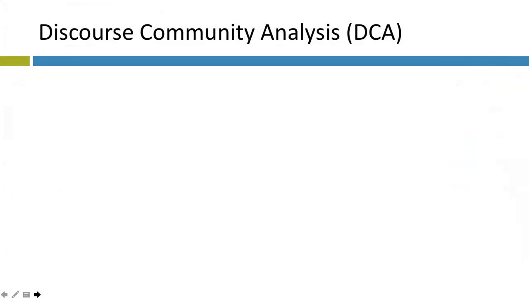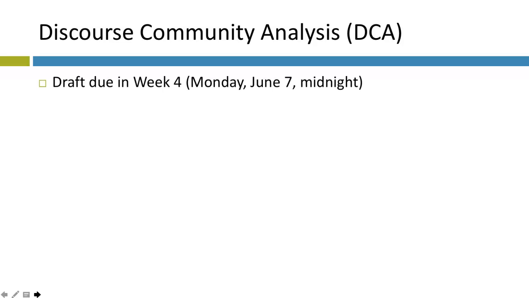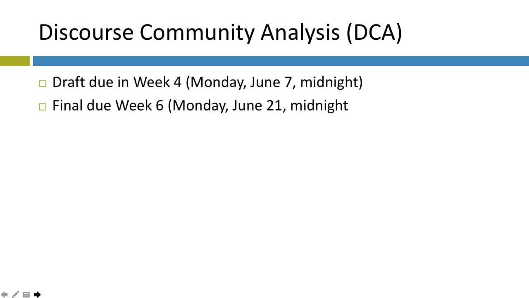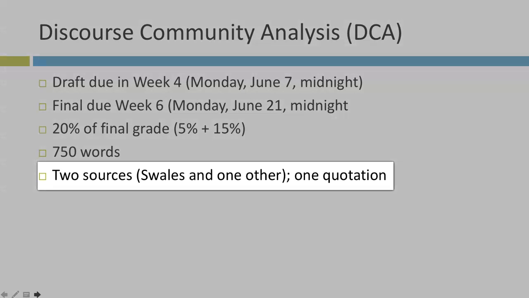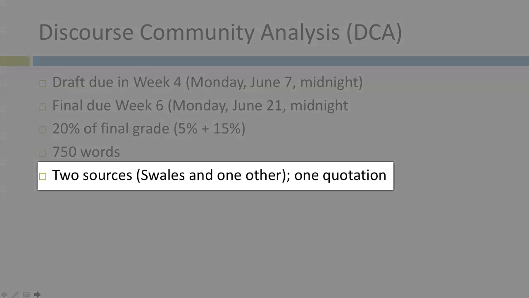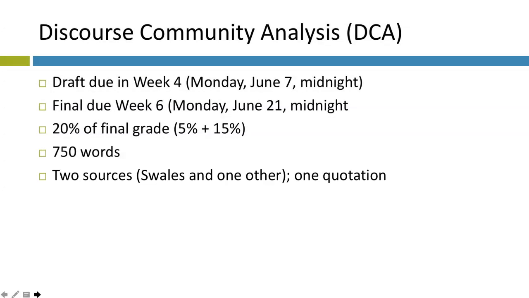And now for the discourse community assignment. Here are the due dates for the rough draft and the final version. I'll mark your rough draft out of 5% and give you feedback. The final draft is worth 15% of your grade. You'll need to use a minimum of 2 sources for this: the John Swales article, which we'll be discussing in just a minute, and one other source. An option is that you can conduct an interview with someone from the discourse community that is your topic.